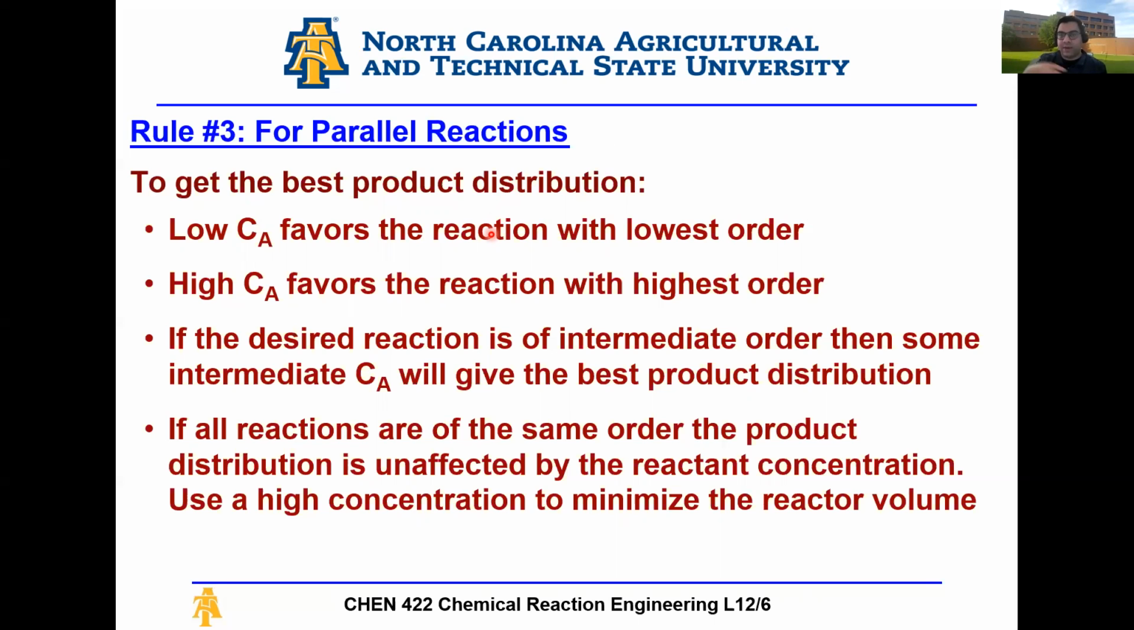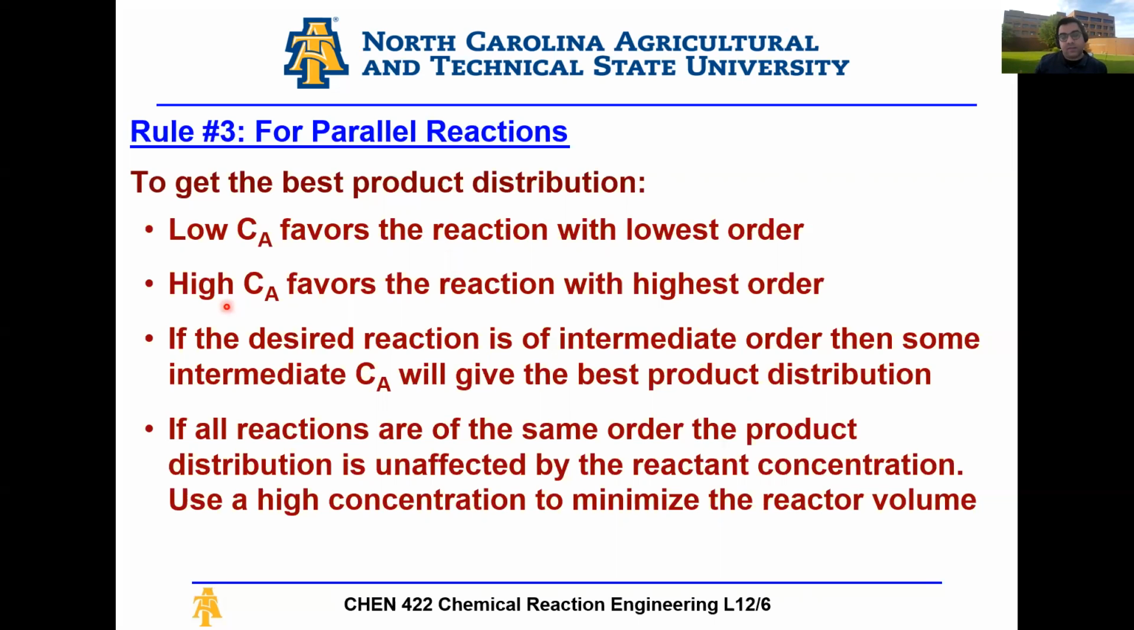I have a parallel reaction, A reacts, gives me 2 products, and you want to favor one of the products, where these 2 reactions are at different orders or have different kinetics. So low concentration of A will favor the reaction with the lowest order, right? So if A goes to R is the first order reaction, A goes to S is the second order reaction. If I keep my concentration of A low, then I'm favoring the first order reaction. I'm going to get more R.